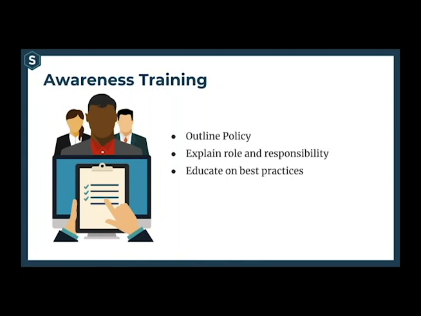Each member of your staff needs to read and understand the policy. Hold a training session that covers the physical security policy and your staff's role and responsibility. It helps to create a baseline for your staff. Subsequent training sessions on securing devices, types of attacks, and best practices will help reinforce the policy and create security-minded employees.